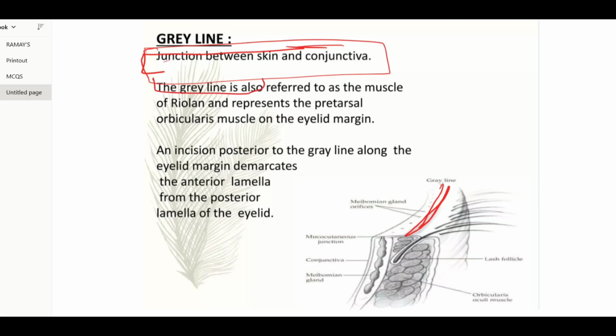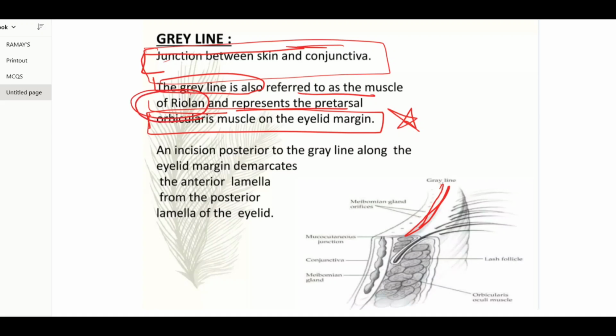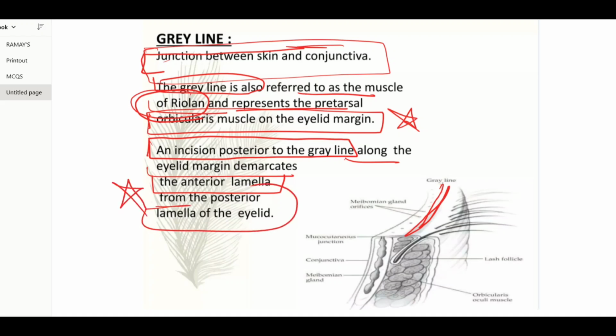The gray line is also referred to as the muscle of Riolan, and it represents the pretarsal orbicularis muscle on the eyelid margin. So, related to the muscle of Riolan. The gray line is very important during surgery. An incision posterior to the gray line along the eyelid margin demarcates the anterior lamella from the posterior lamella of the eyelid. Okay, so that's why this structure is very important during eye surgery.